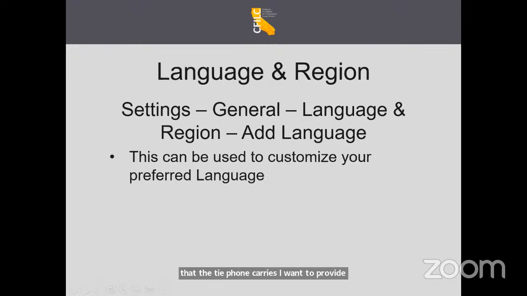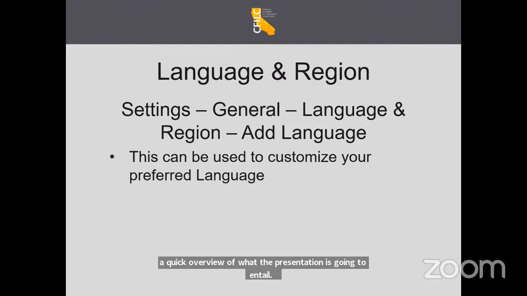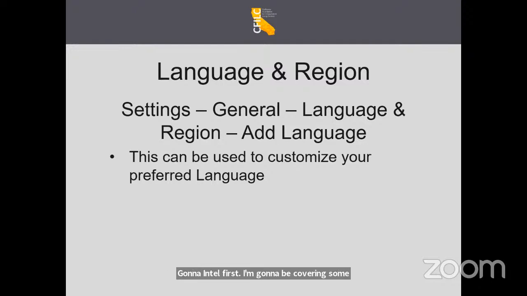Now for language and region. In order to be able to look in language and region, you'll first start with settings, then move to general. Third, go to language and region before going to add language. This can be used to customize your preferred language.